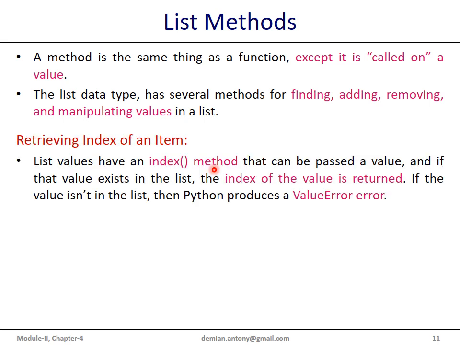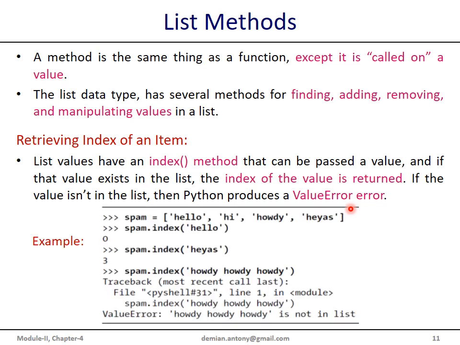Let us take up the first common method called index. This method is used to retrieve the index of a given item. If the element is present in the list, the index of the value will be returned, and if the value isn't present in the list, then the Python runtime produces value error. Let us have a look at this example.